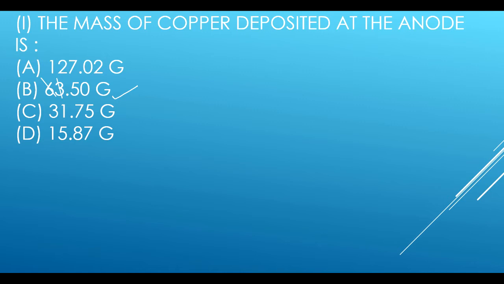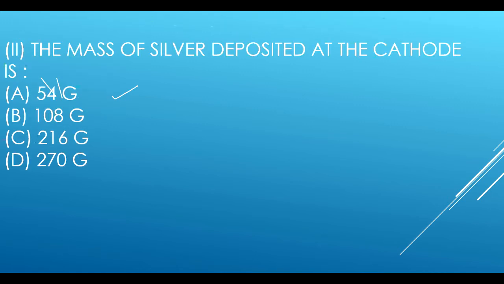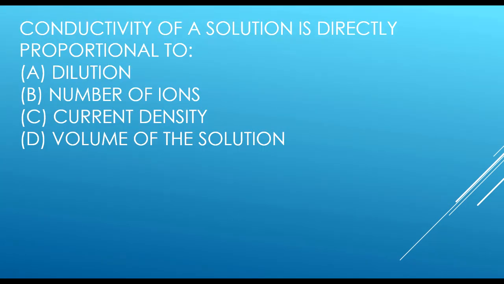And in the next question we have the mass of silver deposited. The mass of silver deposited will be 216 gram. All of these should be small g, not capital G. This is not made properly, this is for your understanding only, so please consider that.